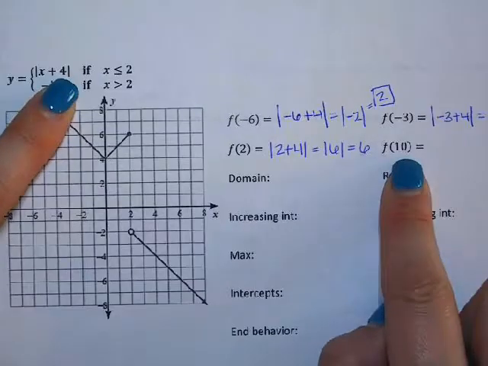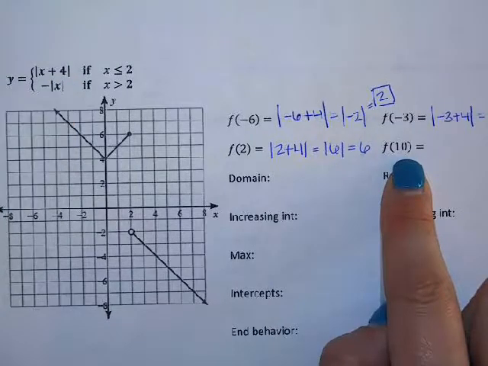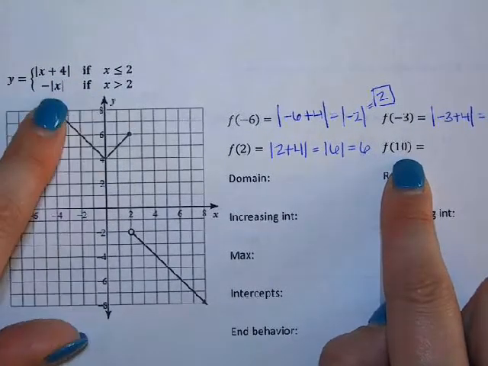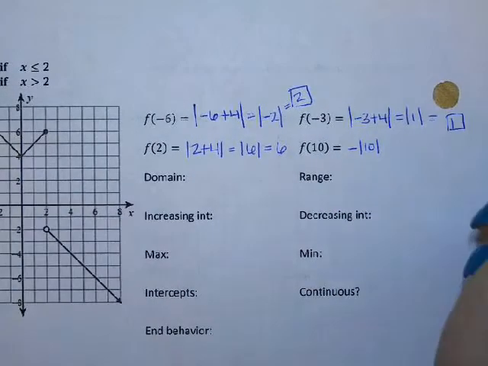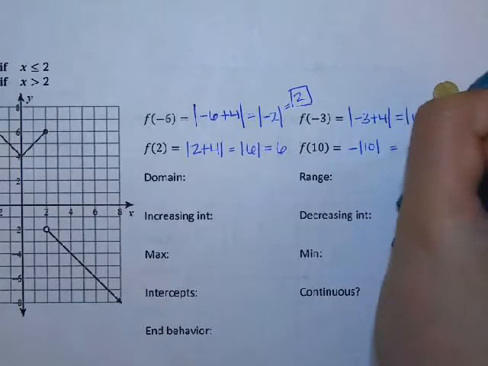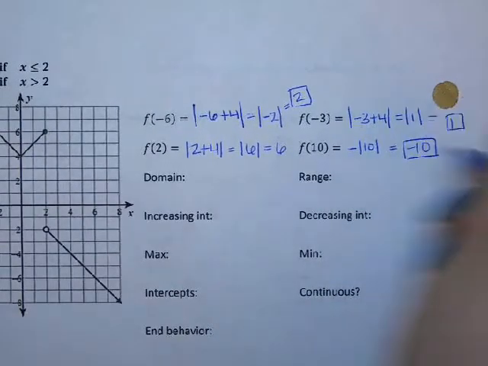All right, next one, we're plugging in 10. That's the second one, because 10 is bigger than 2. So we have negative times the absolute value of 10, which is -10. All right.